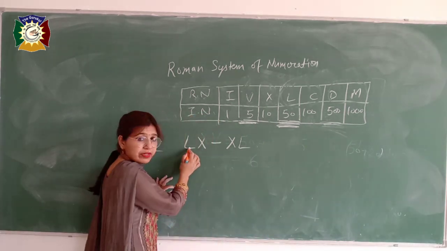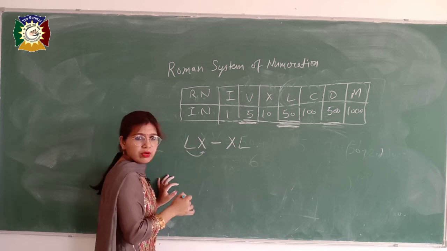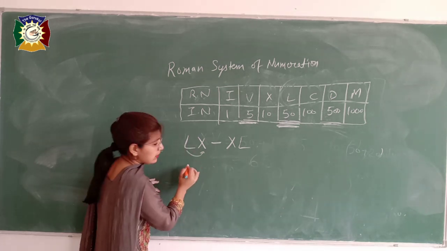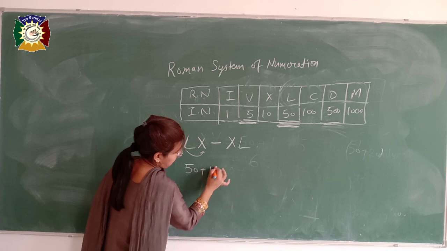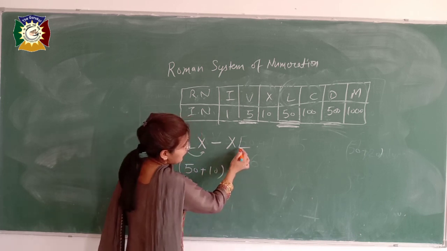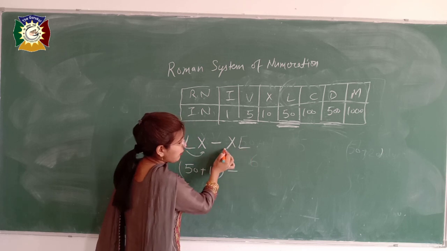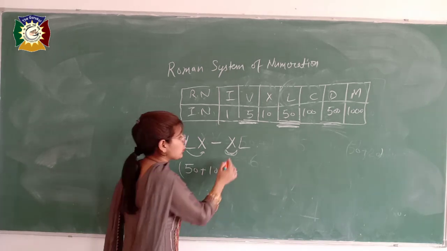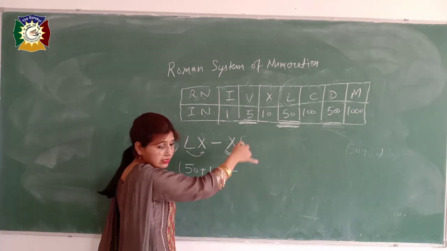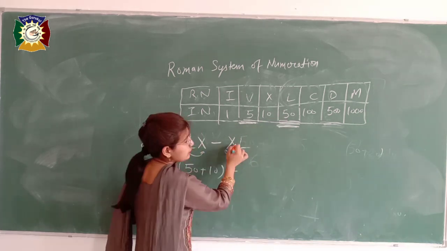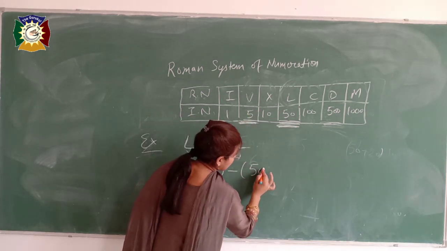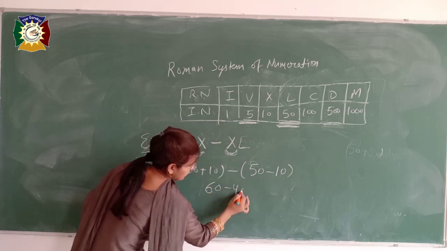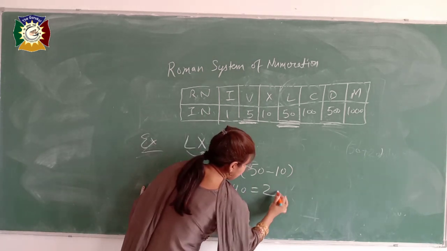See here, L for 50, X is following L, the smaller symbol is written after the larger symbol, it means you have to do addition, 50 plus 10. Now the value for this: here the smaller symbol is written to the left of the larger symbol. It means you have to subtract the value of the smaller symbol from the larger symbol. L for 50, X for 10. It means you have to do 50 minus 10, and what you get is 60 minus 40, and this gives you 20.